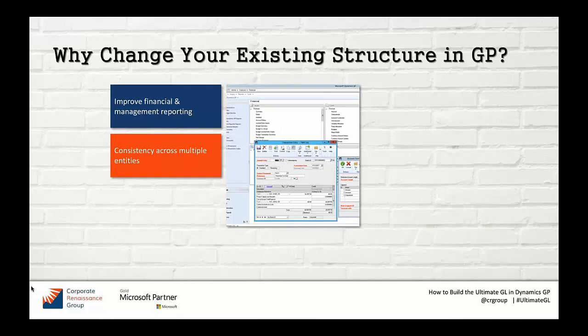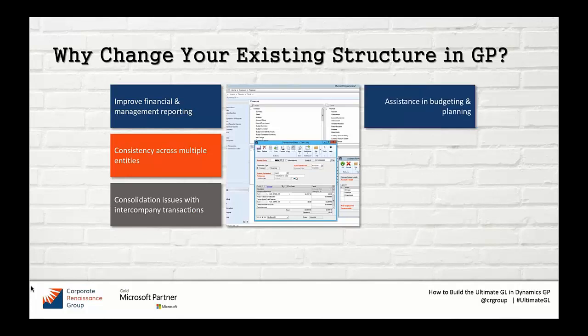As well, oftentimes if we've got multiple entities, we might want consistency across multiple entities, and maybe it's not consistent now. It's another reason to make a change. Consolidation issues and intercompany transactions come up from time to time. This is another big one, often assistance in budgeting and planning. If you have a budgeting platform, if you're looking to integrate a budgeting technology, or if you're doing it through Excel, you know that the chart of accounts is core and central to holding at least the budget ID in Dynamics GP. So that could be another good reason to look at cleaning up the structure.